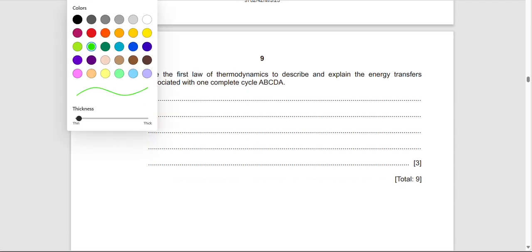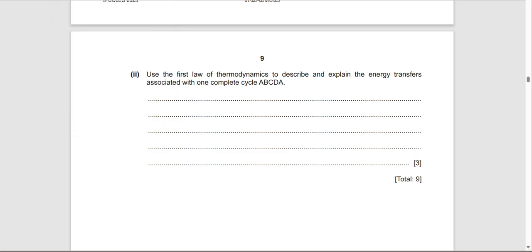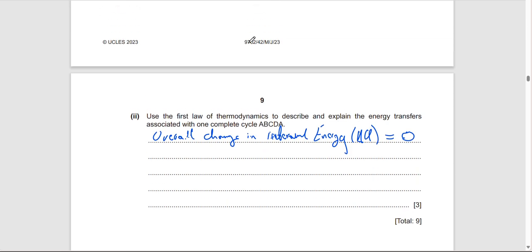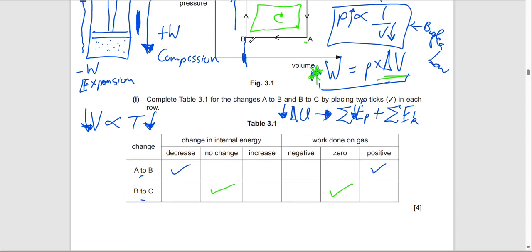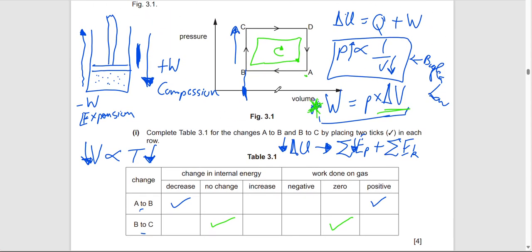So what that means, right off the bat, is that the change in internal energy is equal to 0. So we write overall the change in internal energy, delta U, equal to 0. That's one point that we can note from the graph. And then if we look at the graph again, we're just looking at whatever we can comment on.